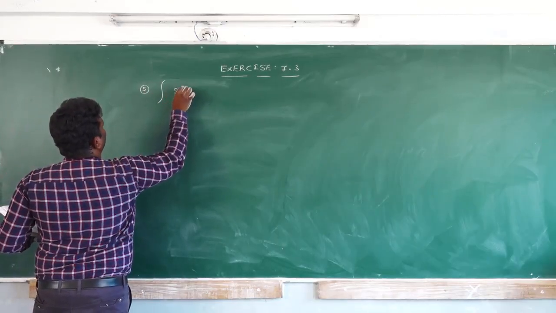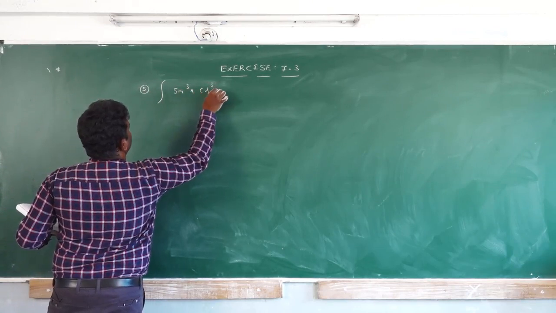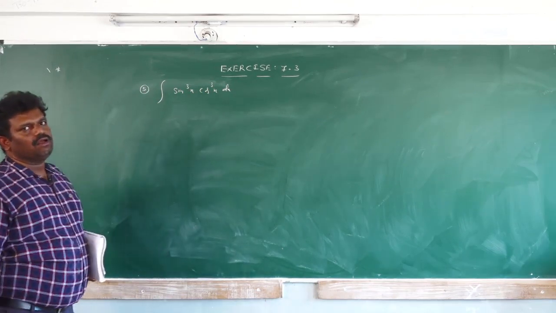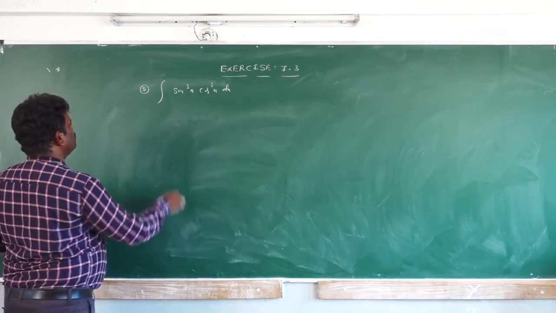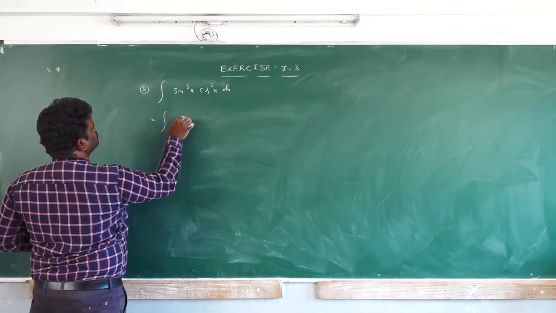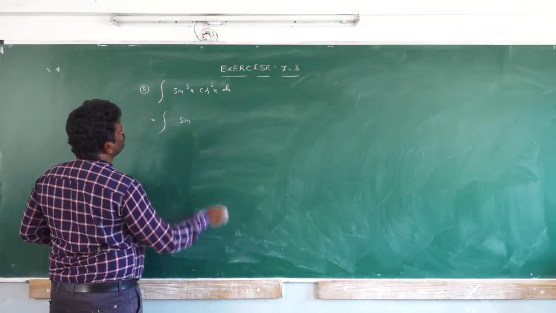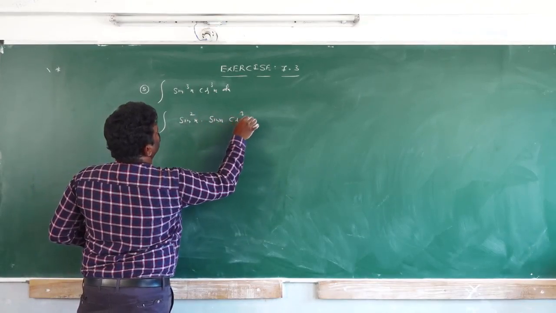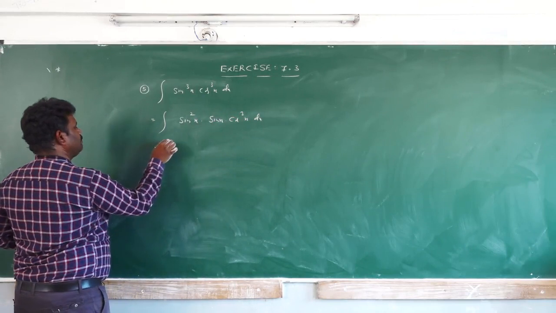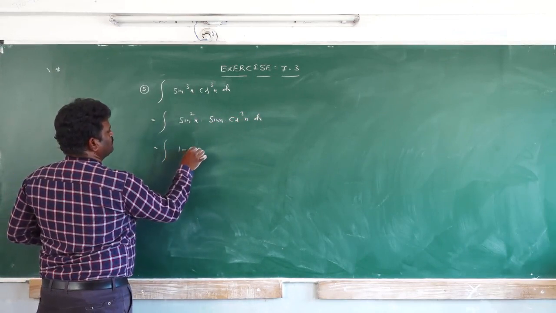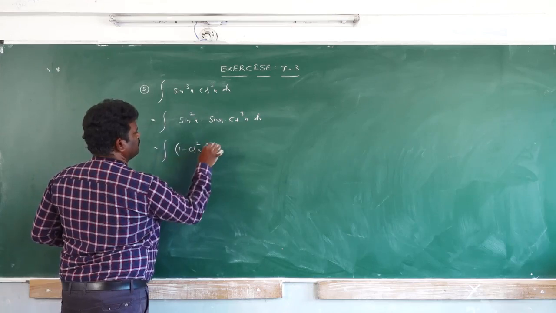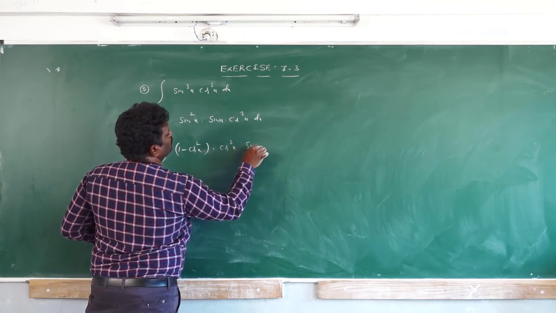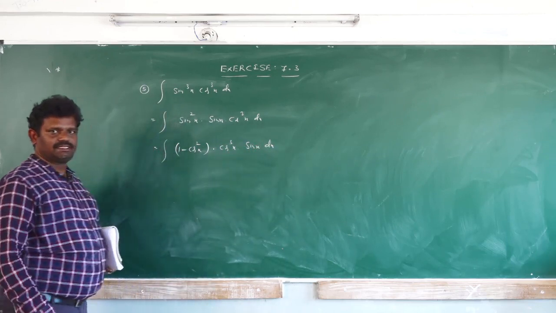Integral sine cube x cos cube x dx. Integral sine cube x cos cube x dx. Here see, we simplify this one: sine square x into sine x into cos cube x dx. Again, if you do it, integral of 1 minus cos square x into this value cos cube x into sin x into dx, right? Sin x into dx.